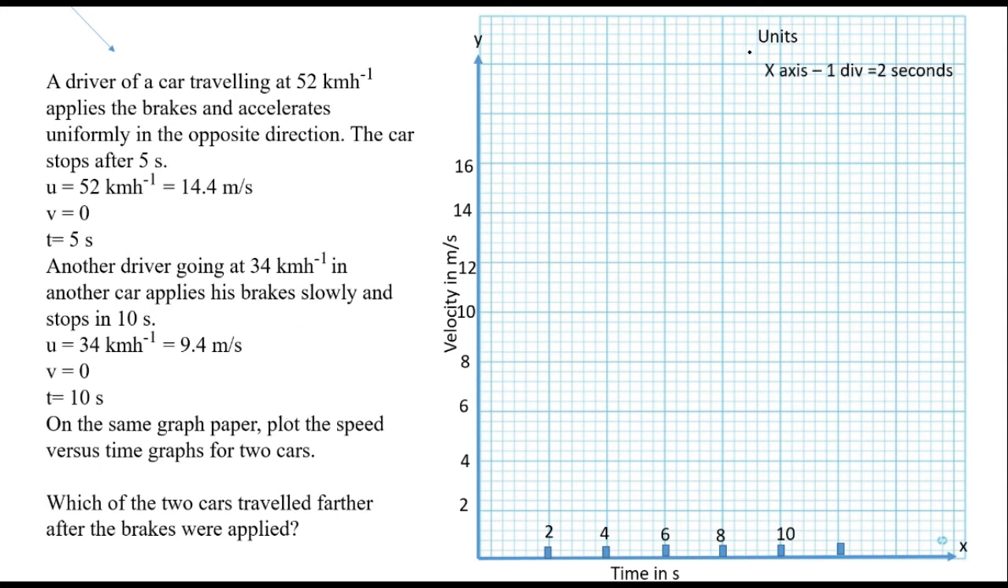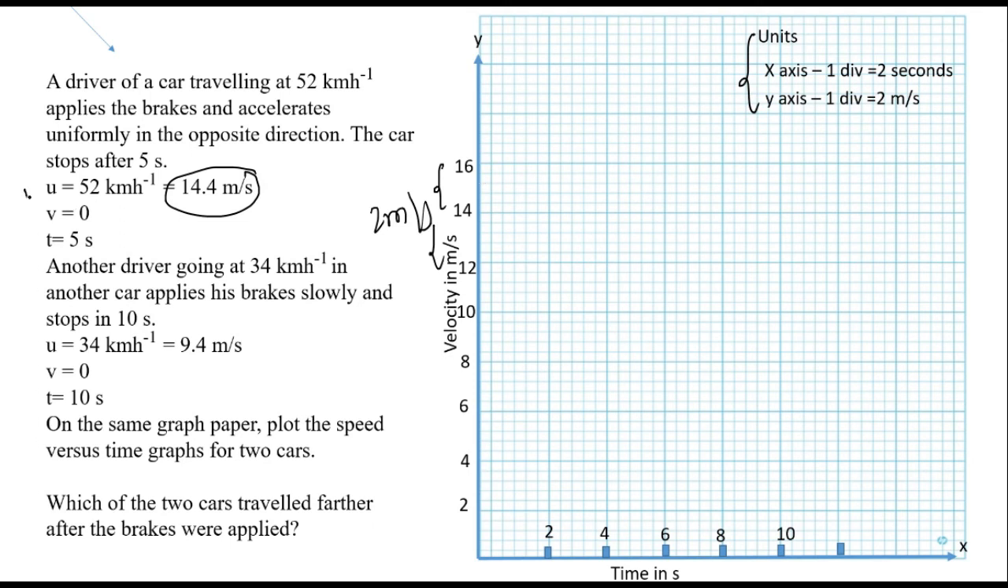But before that, we have to consider the units on the x-axis. On the x-axis, one division is equal to 2 seconds. In the same way, on the y-axis, one division is equal to 2 meters per second. So this work is completed. Now we'll take this particular value on the graph.